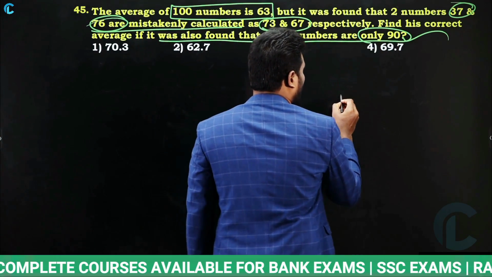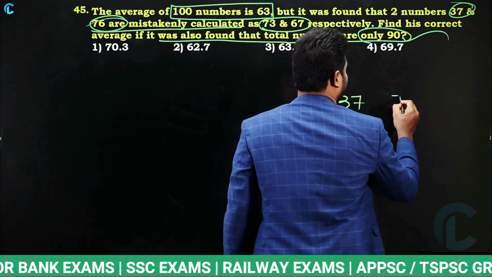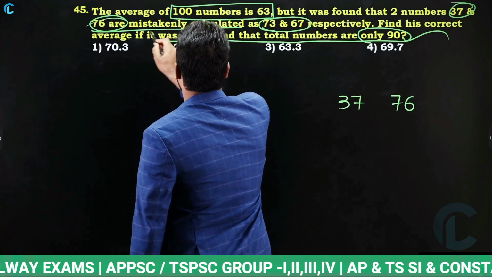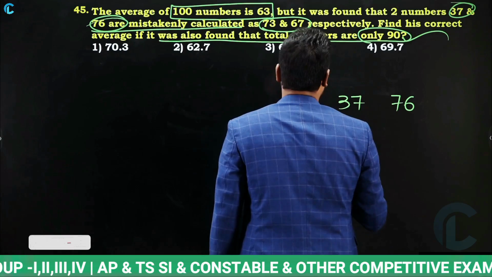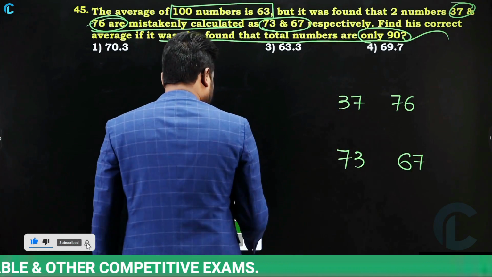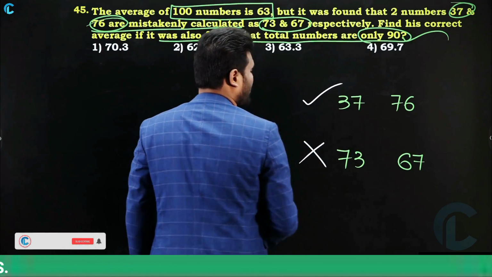So two numbers are what? One is 37 and the other number is 76. Yes or no? But these numbers are mistakenly calculated as how much? Mistakenly calculated as 73 and 67. Yes or no? Which means the above values are the correct values and these are the wrong values.